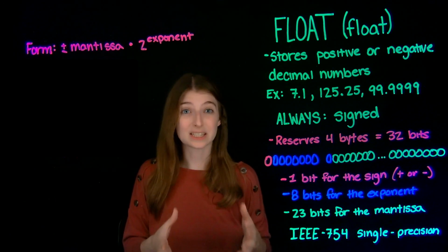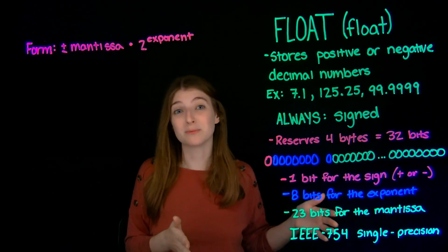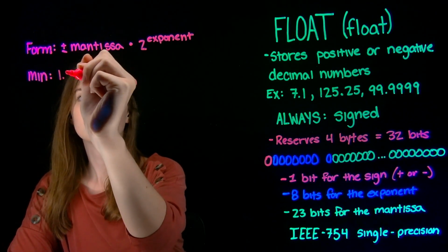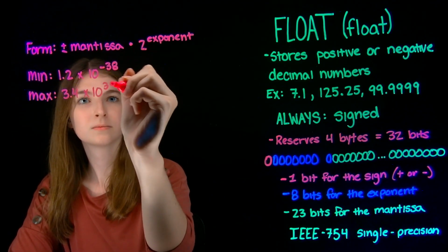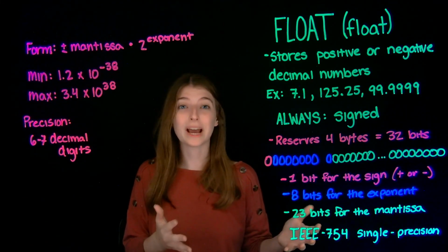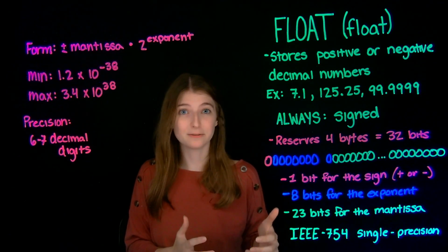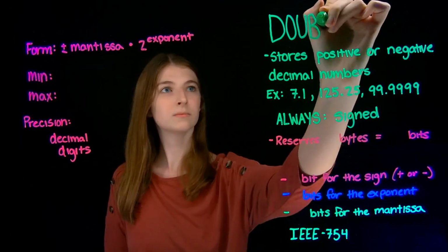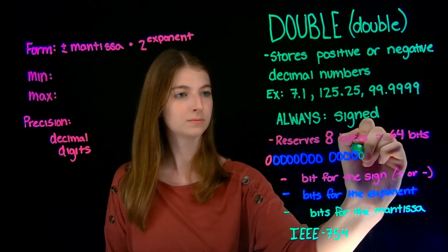With the computer storing decimals in this way, we can store not only really large decimals, but really small decimals as well. For example, a float can store a minimum value of around 1.2 times 10 to the negative 38, and a maximum number of around 3.4 times 10 to the 38th power. Now, floats can store 6 to 7 digits accurately before any rounding errors tend to show up, so this has less precision than what a double will have. Doubles are really similar. They still store positive or negative decimal numbers, with it always being signed, but they reserve 8 bytes of memory instead of 4, giving us 64 bits total.